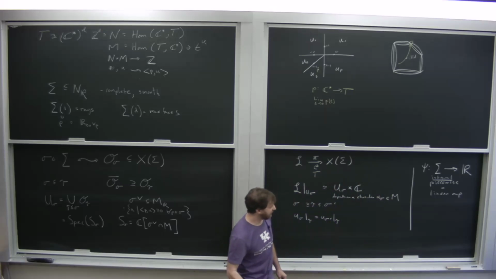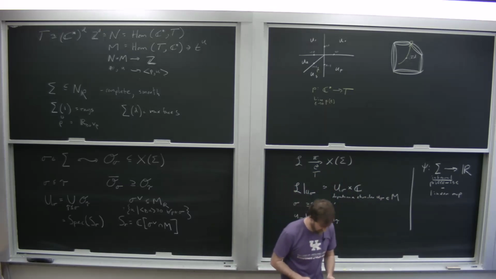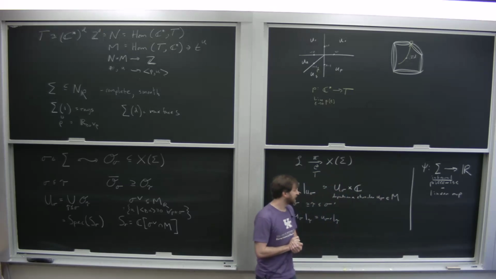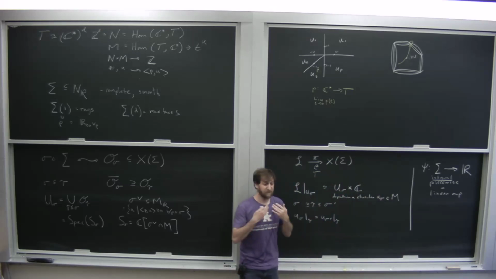To make a connection back with line bundles, or back with polytopes, if this bundle here is ample, and you take the convex hull of these U sigmas, you get the moment polytope of an ample line bundle on a toric variety.